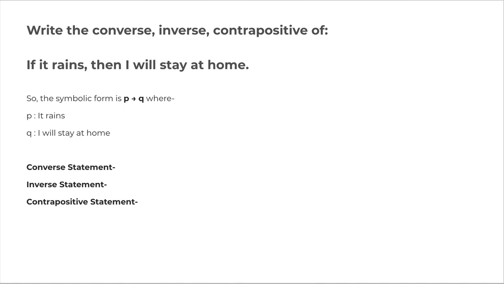Another question, if it rains, then I will stay at home. So you have the P, you have the Q, you have the symbolic form. We did the same question earlier. Give yourself 30 seconds to do this same question again. The sentence is, if it rains, then I will stay at home. And you need to find the converse, inverse, and the contrapositive statements.